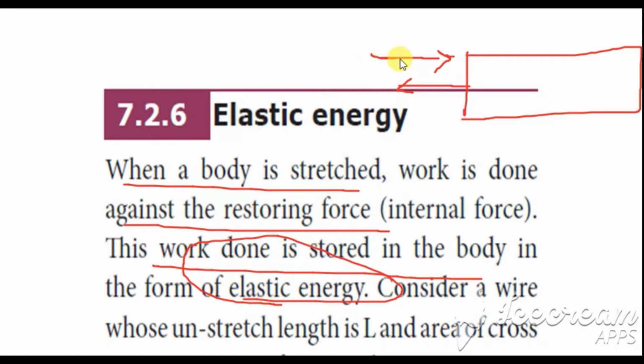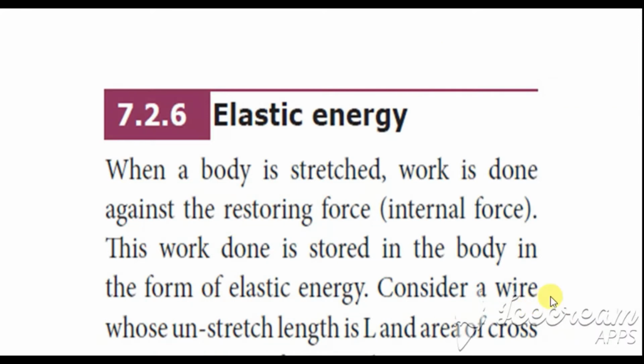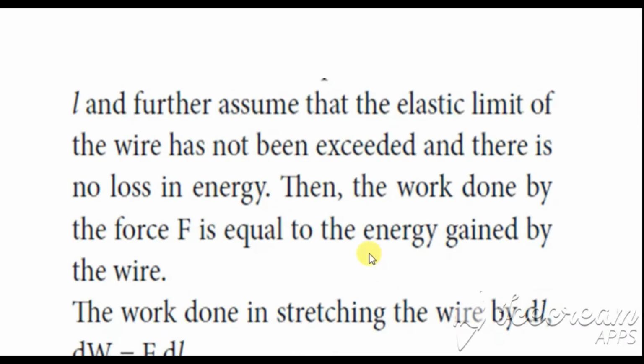So work done to restore the object to its original position, that is called what? Elastic energy. Consider a wire which is unstretched. It has a length L and an area of cross section A, and let us consider the force F for this, and for the value of L. Then the work done for F is equal to the energy.